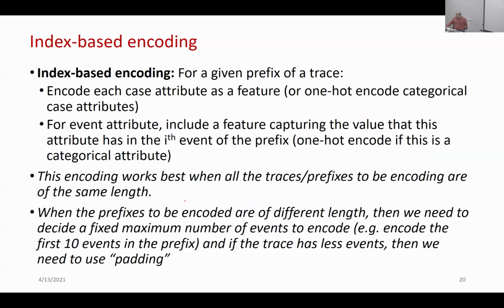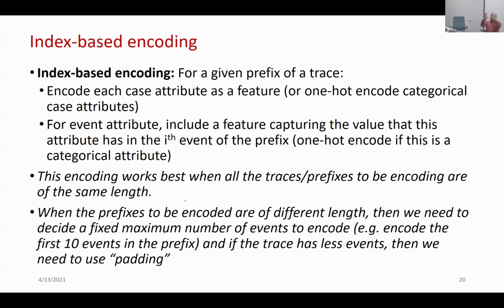Now, warning: index-based encoding gives quite a lot of columns, but it works pretty nicely in conjunction with the prefix length bucketing that I showed you before. Prefix length bucketing, I remind you, is when you take all the prefixes of length 1 and put them in bucket 1, all the prefixes of length 2 in bucket 2, all the prefixes of length 3 in bucket 3. If you do that, it works very nicely because every bucket contains prefixes of the same length.